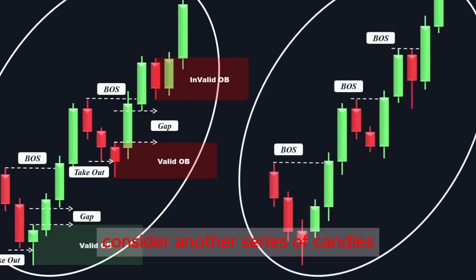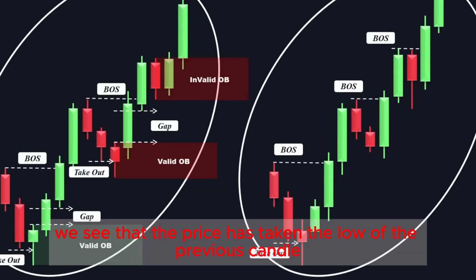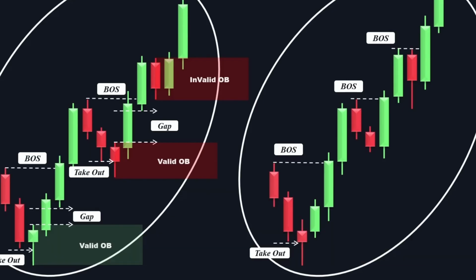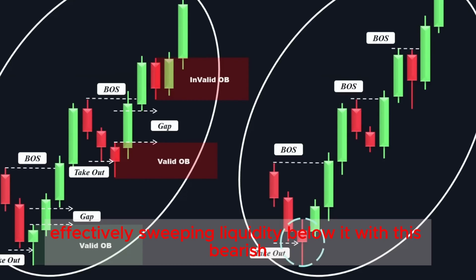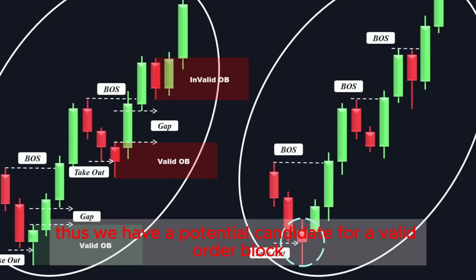Consider another series of candles as illustrated in the second diagram. Once again, we see that the price has taken the low of the previous candle, effectively sweeping liquidity below it with this bearish inverted hammer candle. Thus, we have a potential candidate for a valid order block.